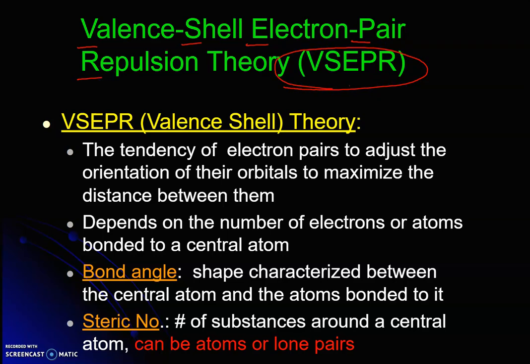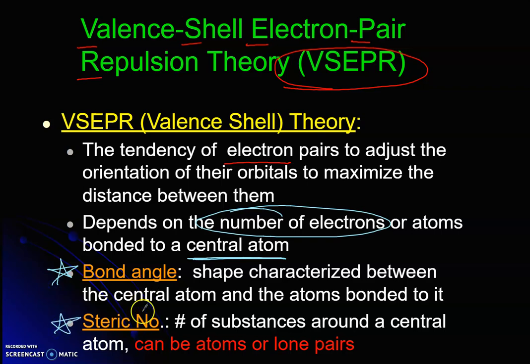VSEPR means that these electron pairs are going to maximize the space around them. They are going to repel and be as far away from one another as possible. So it's going to depend on a couple of things: the number of atoms or electrons around the central atom and what kinds of things are bonded to them. We are going to specifically look at 2 terms. One's in your book, one's not.